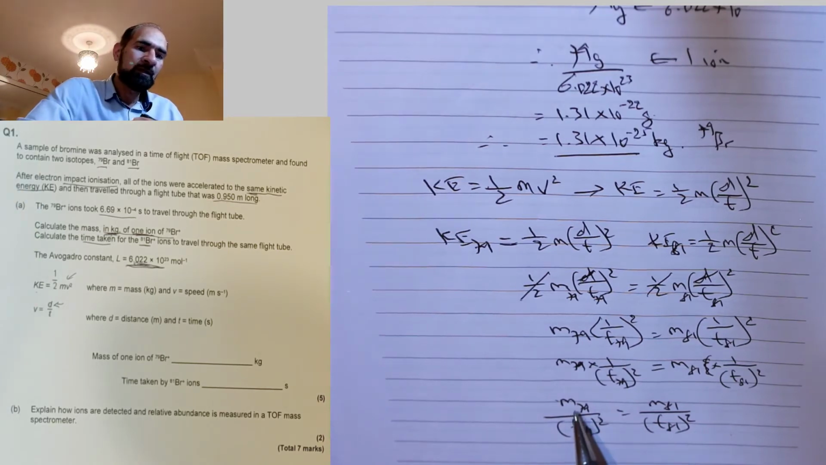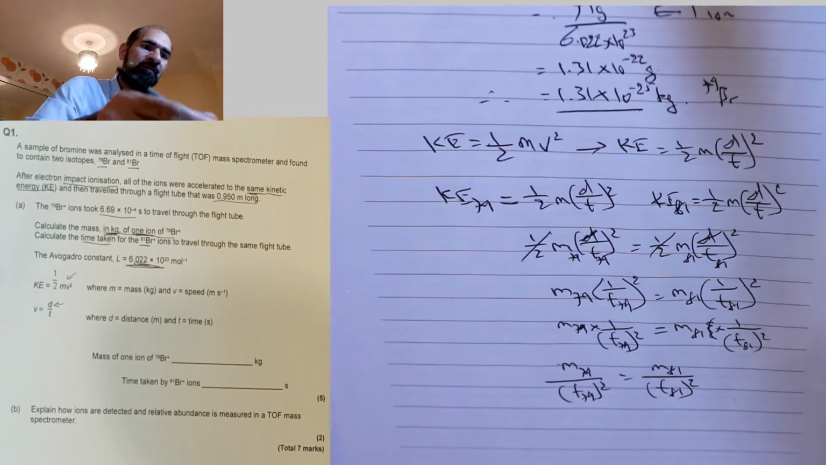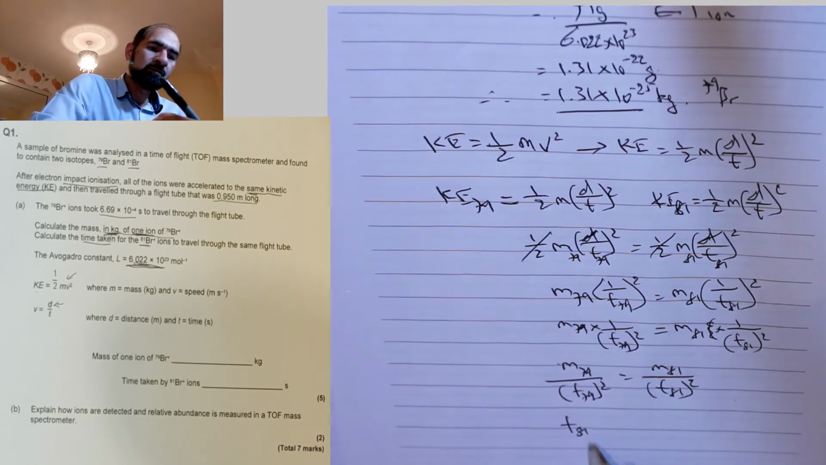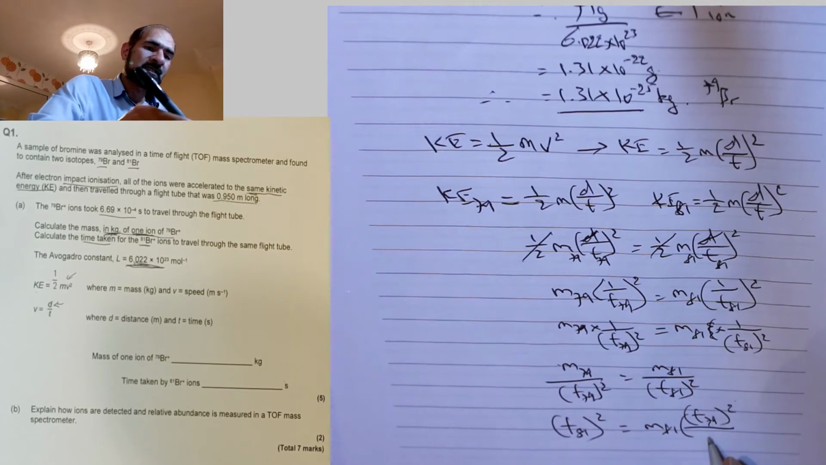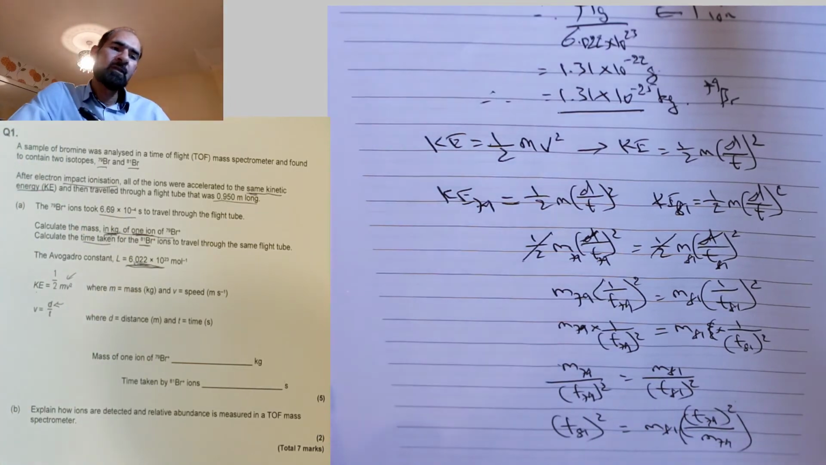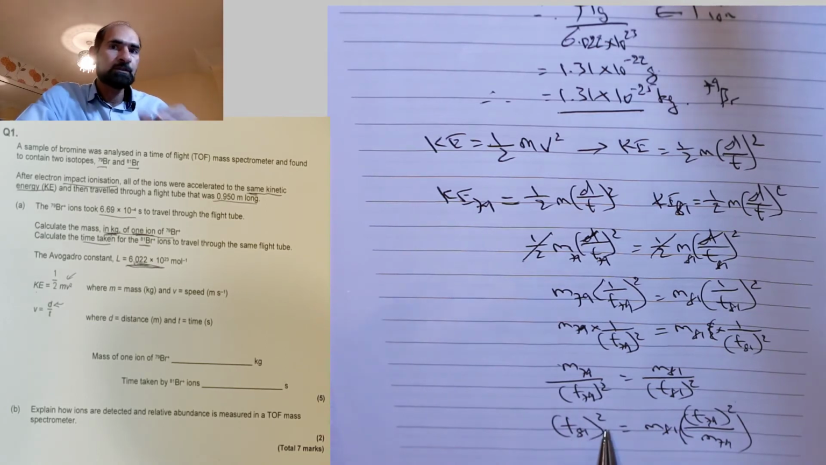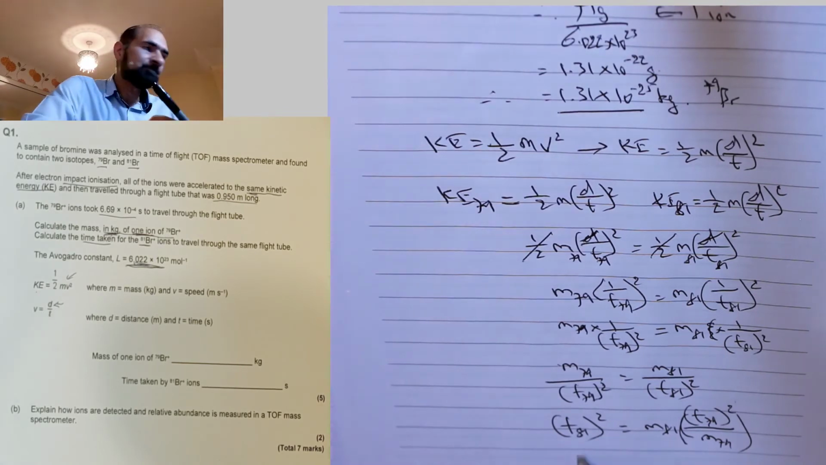So I'm going to bring that up here, and I'm going to swap these around. So I'm going to move these around there, bring that up here. I'm going to move this up a little bit. So this becomes T81 squared equals M81, and I'm going to bring the whole lot on this side, but it's going to be reversed. If you don't know how to do this, let me know and I can go step by step in one of the other videos. Okay, so M81 multiplied by T79 squared over M79, and of course that'll give me T81 squared, time squared. I don't want time squared, I want time.